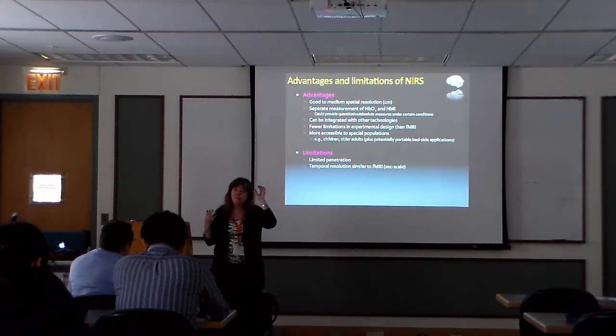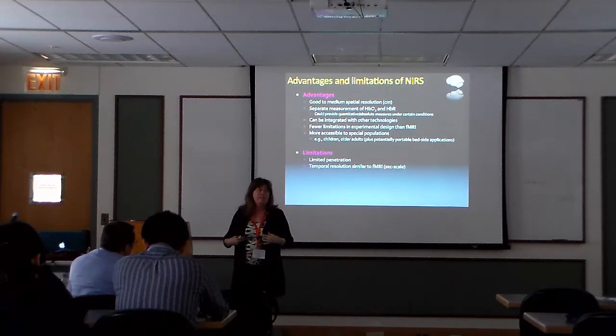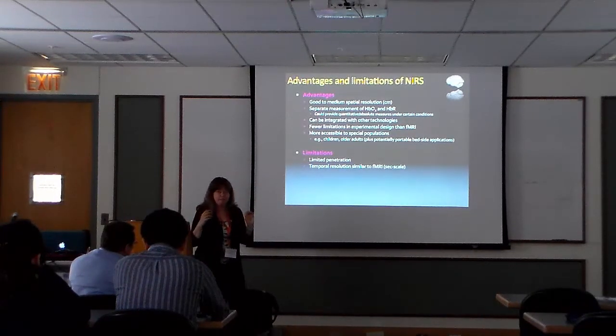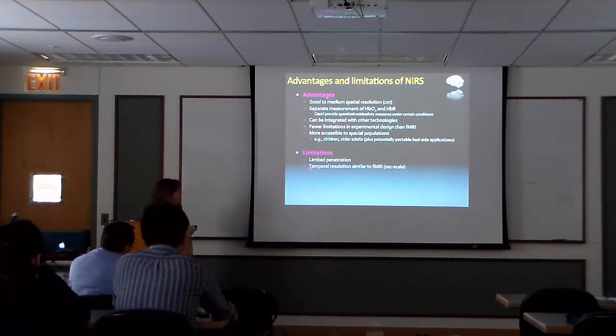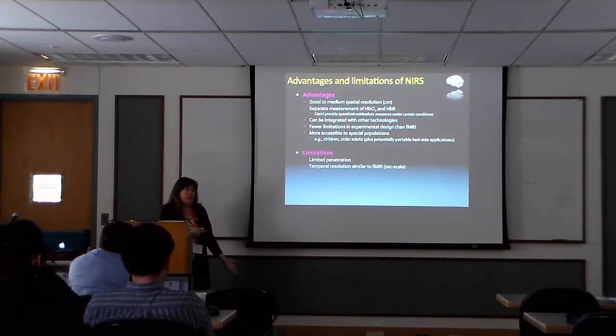It's a few centimeters from the top of the head, so you're talking about 2-3 centimeters, which will encompass the cortex, but certainly doesn't get to the middle of the head, where, for example, the hippocampus or the basal ganglia might lie in an adult. In a child, that's different. And the temporal resolution, because of the nature of the signal, which is a hemodynamic signal, is the same as fMRI.